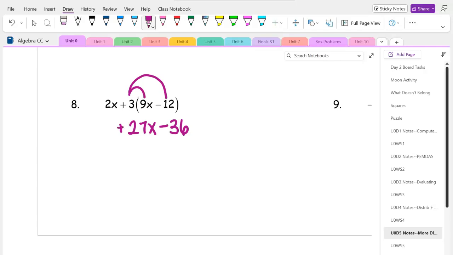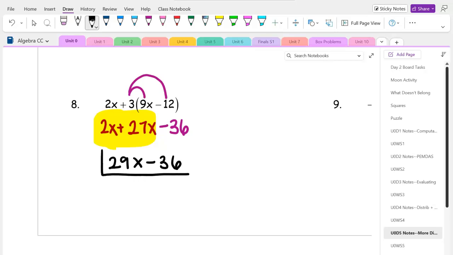See this 2x, the one not in the parentheses, you're just going to bring it down. Look for your like terms. We have 2x and 27x. Add them up. 2x plus 27x is 29x, and that minus 36 just comes down.